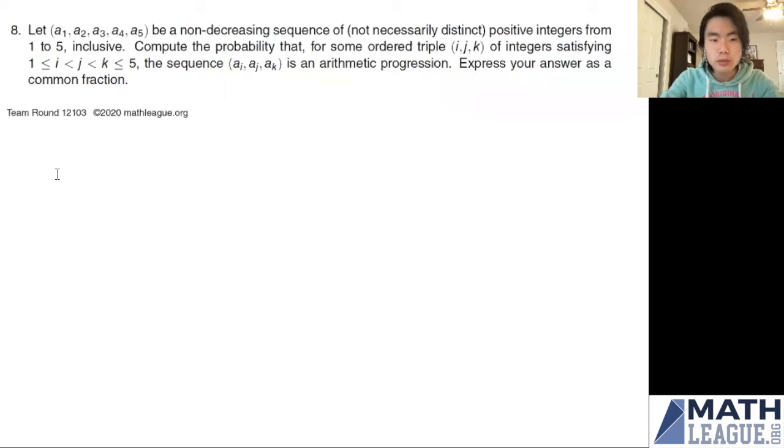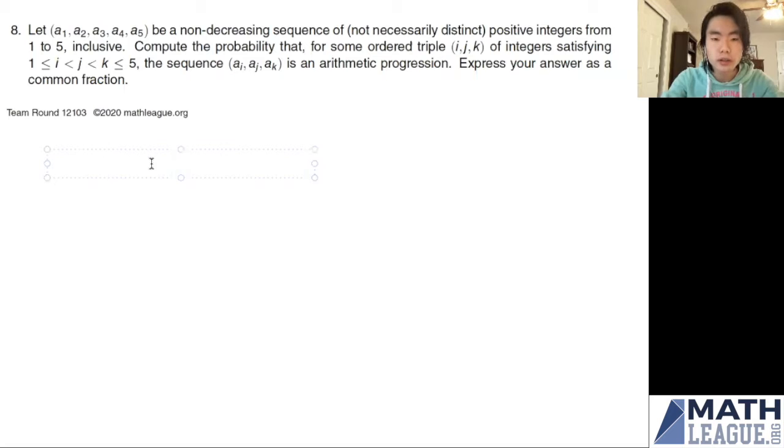Okay, so in this problem, we're given a five-term non-decreasing sequence of positive integers, each ranging from 1 to 5. And we want to compute the probability that there are some three terms in that order that form an arithmetic progression. So we'll start by noting that there are two cases where an arithmetic progression can happen.